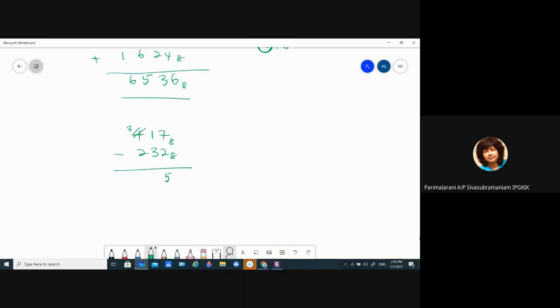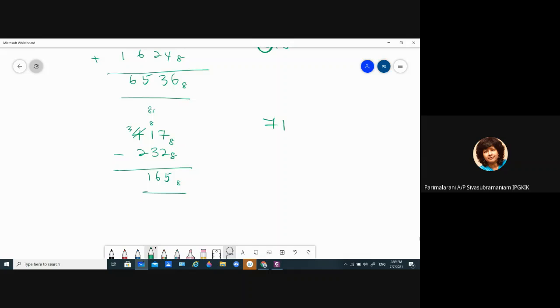When you borrow, the place value is 64, right? So you're borrowing 64, and 64 is actually 8 groups of 8. That's why we write here 8. Of course, straight away you can cut and write 8, but you must understand the concept behind it. Since this is the 8's column, we write 8 only. Now 8 minus 3, 5, plus 1, 6. 3 minus 2, 1. So that's our answer.